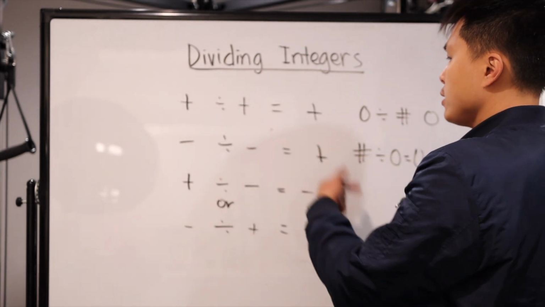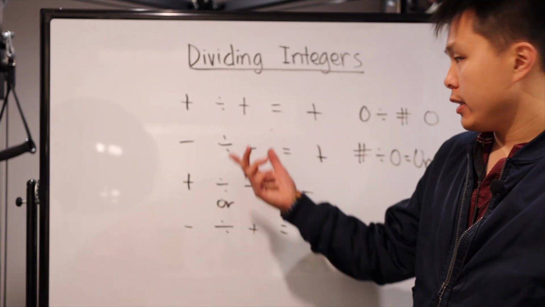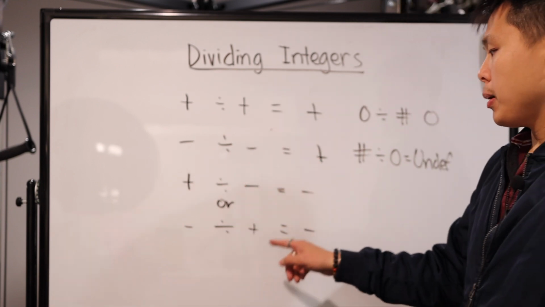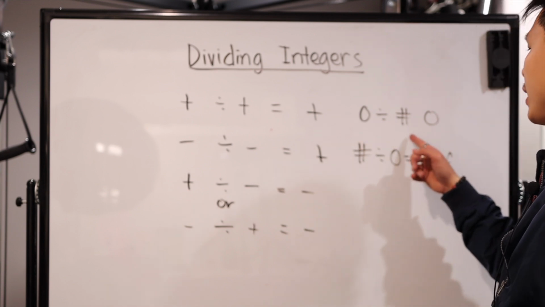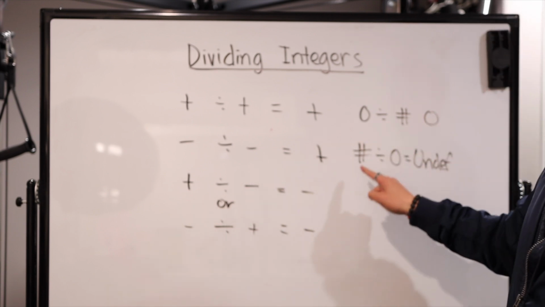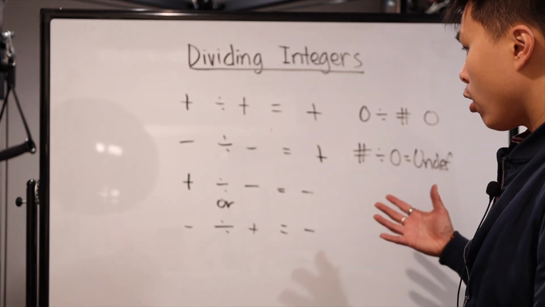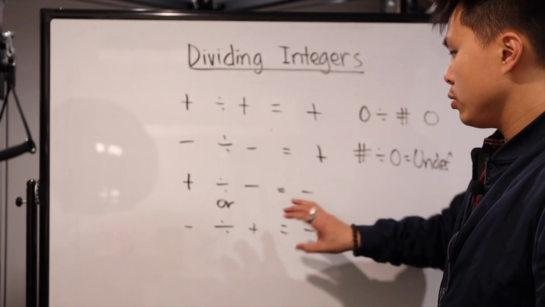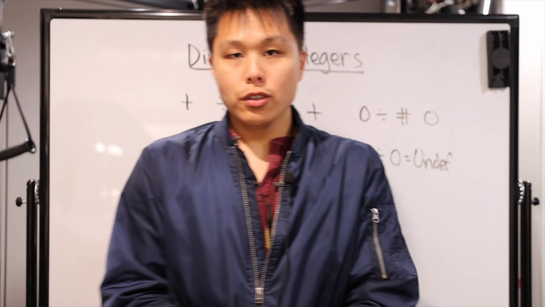Plus divided by plus is plus. Minus divided by minus is plus. Basically negative divided by negative. Positive divided by negative, or negative divided by positive, both times are going to be negative. You have 0 divided by some number, that is 0. I should probably put an equal sign there. Right? And the number divided by 0 is undefined. So there's all your potential possible scenarios. 1, 2, technically 3, 4, and 5.